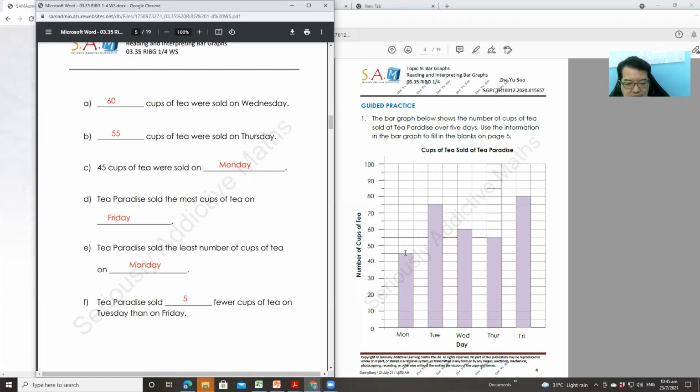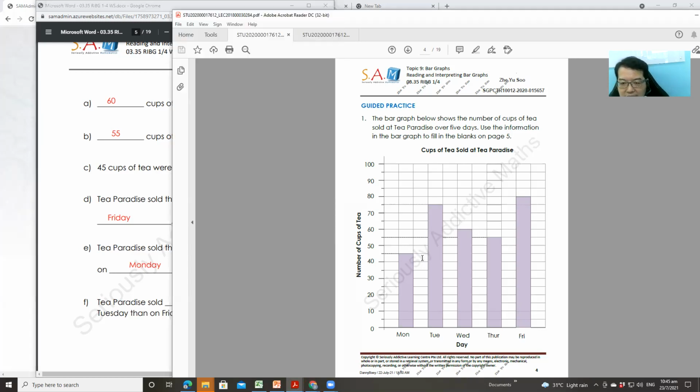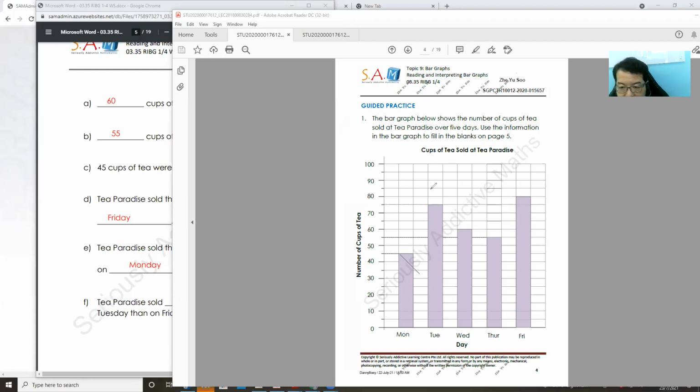Okay, and now a comparison question. Tea Paradise sold how many fewer cups of tea on Tuesday than on Friday? So how do we do this? Let's look at Tuesday. Let me get my pen out. Okay, Tuesday is 75, right? And then compared to Friday, Friday is 80, right? So 80 minus 75, the difference, right? And so the answer is 5.